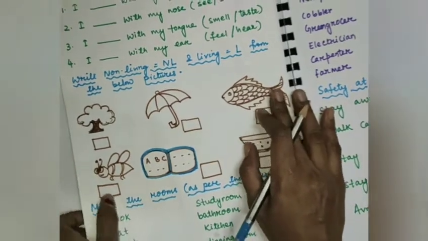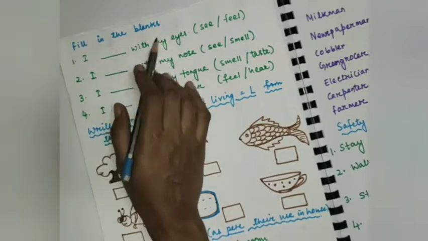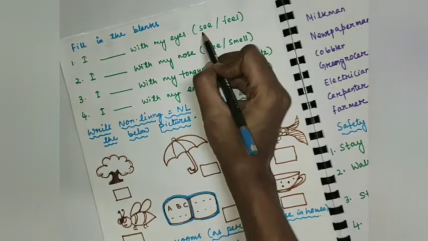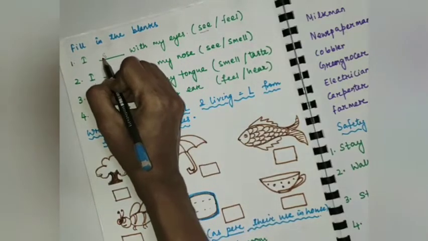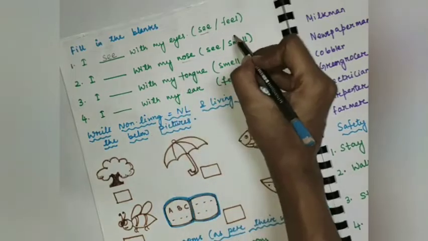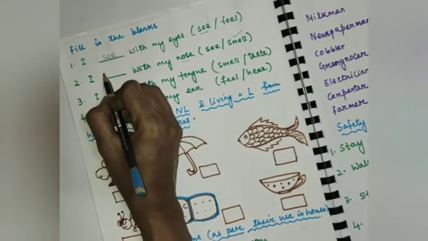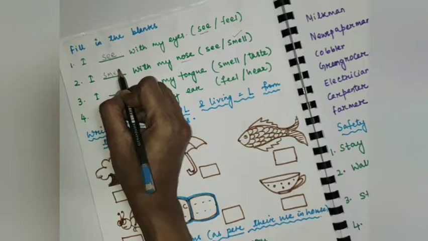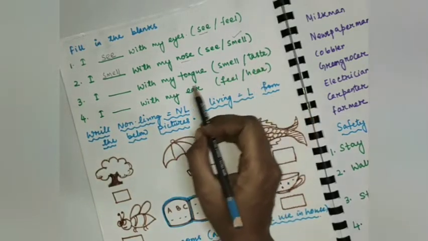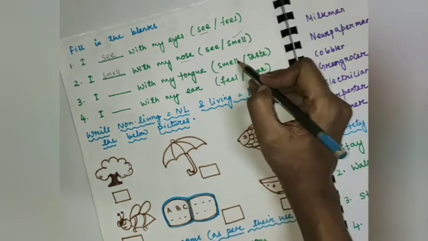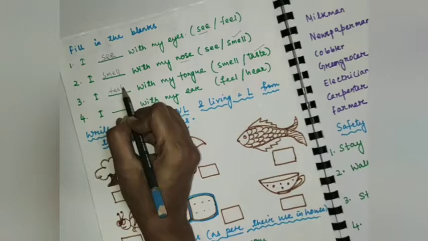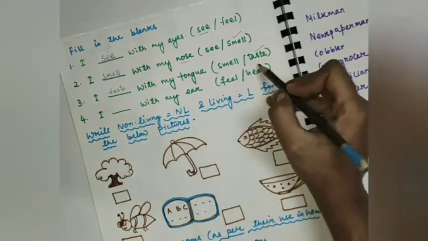Fill in the blanks with the body parts and their usage. I see with my eyes. So I write here see. Then the next one is I smell with my nose. We can smell with our nose. So we write here smell. Smell good food, smell flowers. Okay, I taste with my tongue. We can taste. Write here taste. Then I hear with my ear.